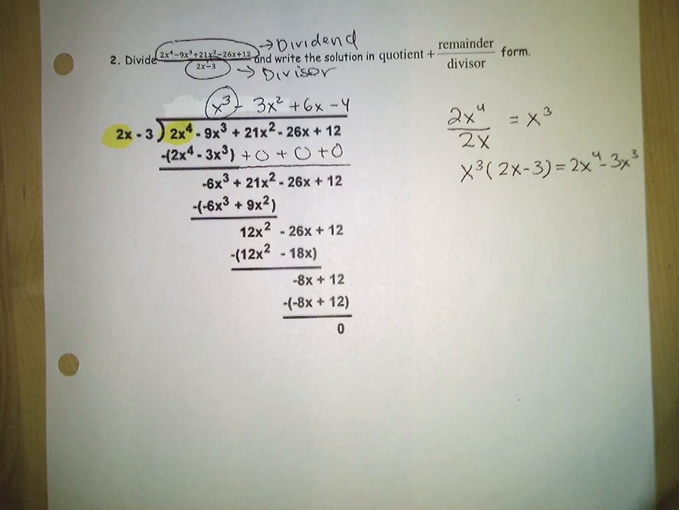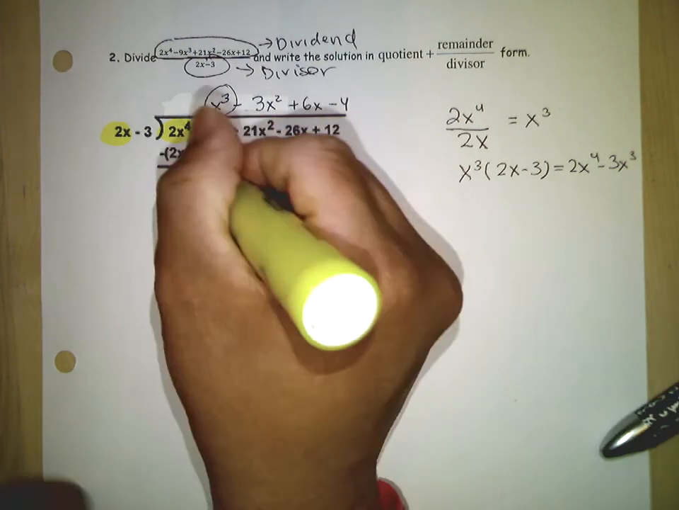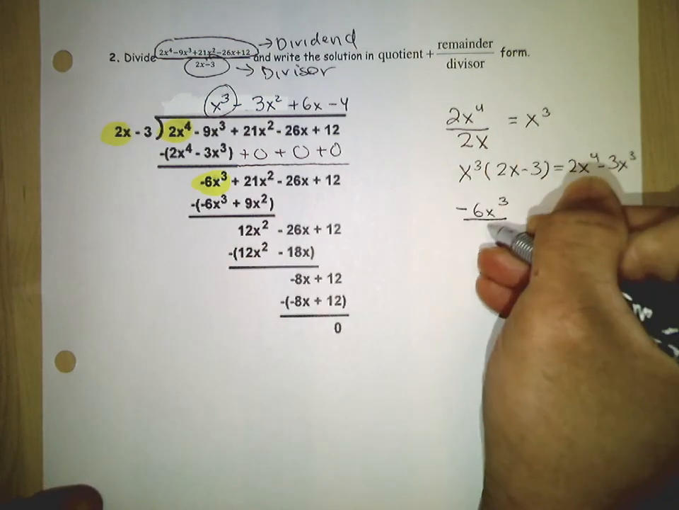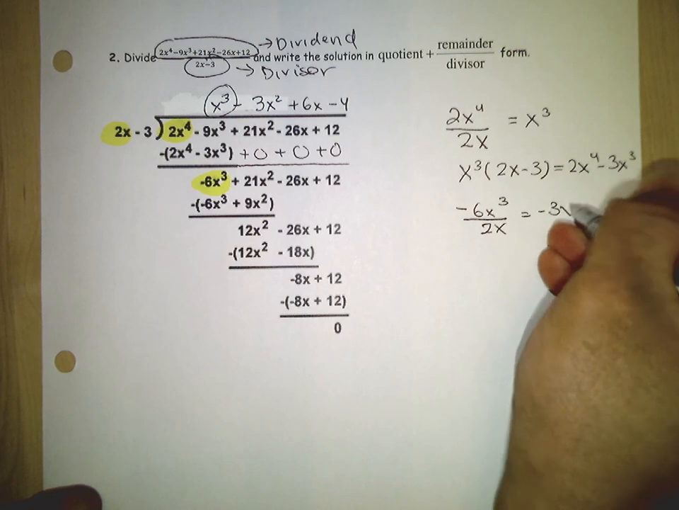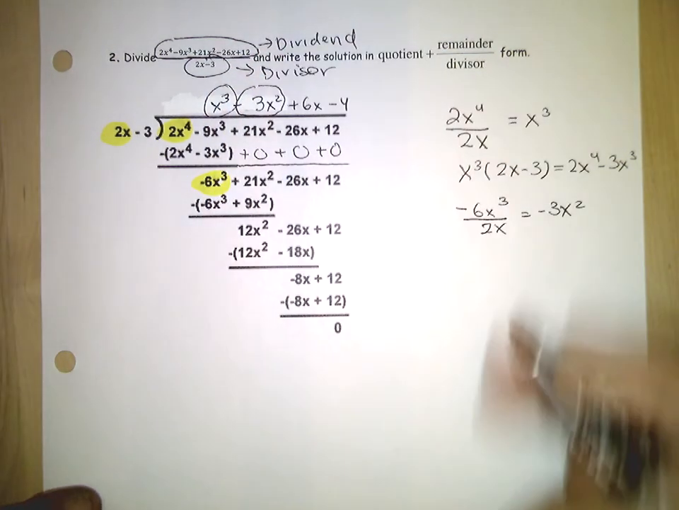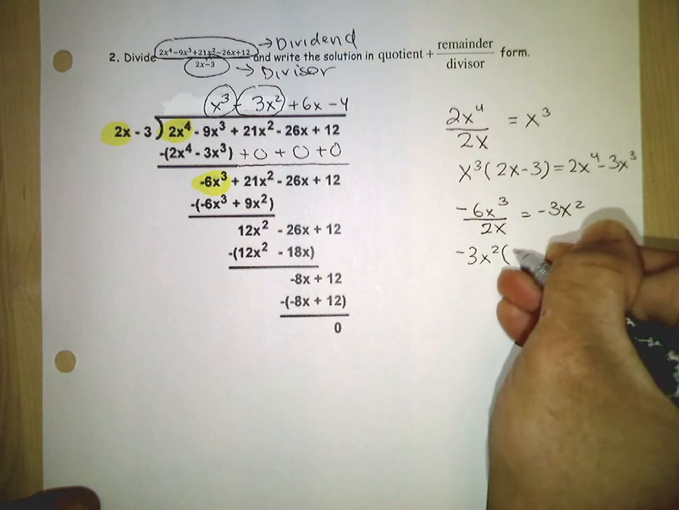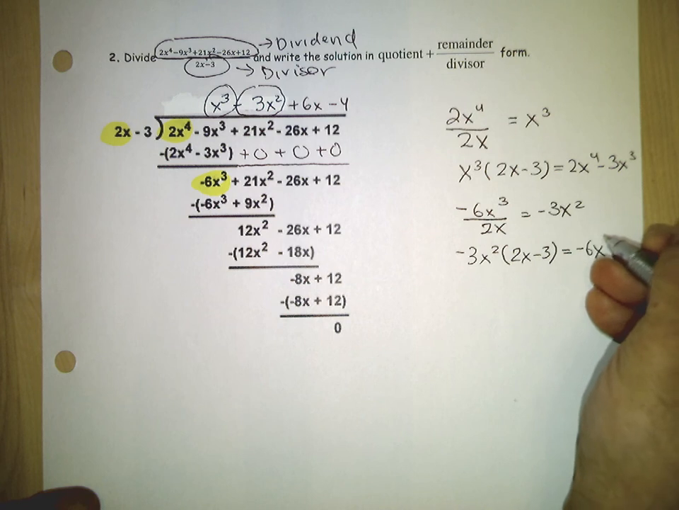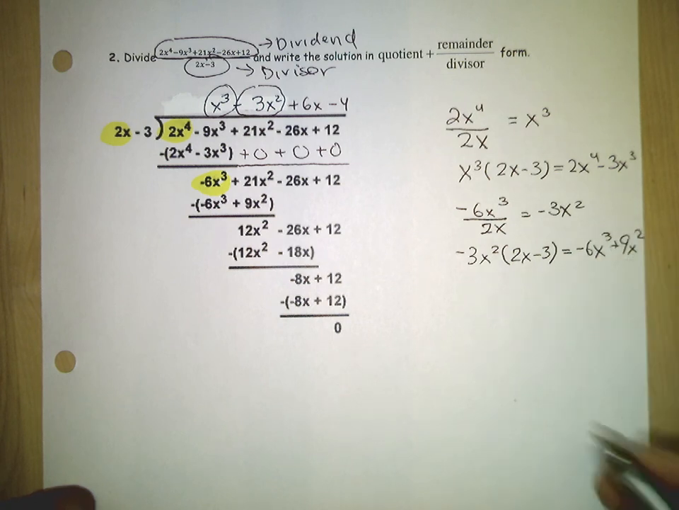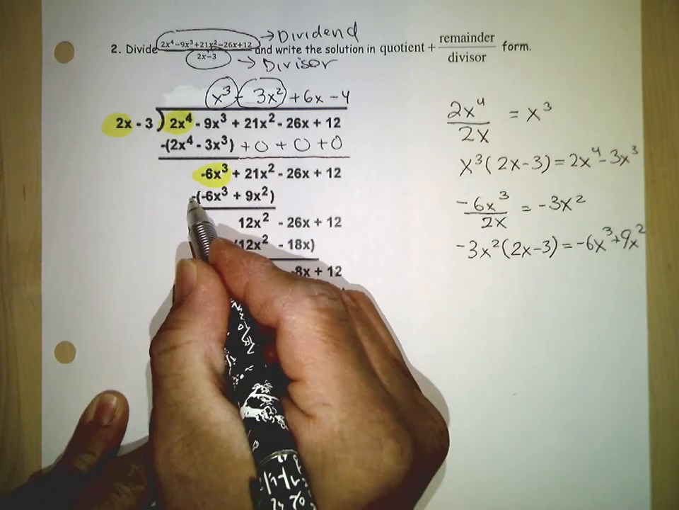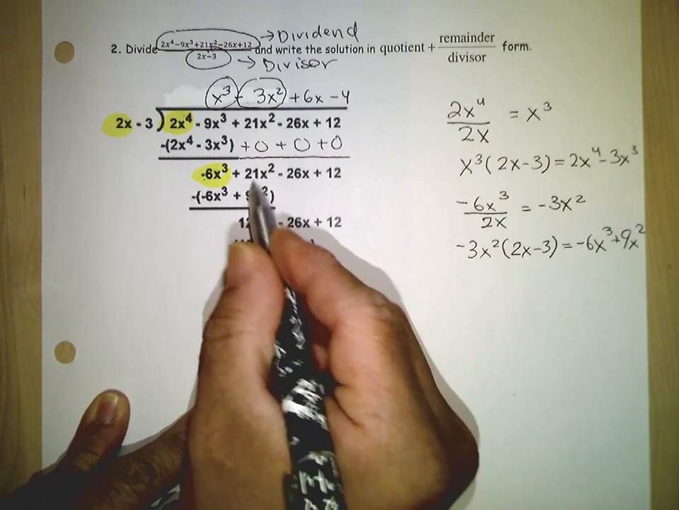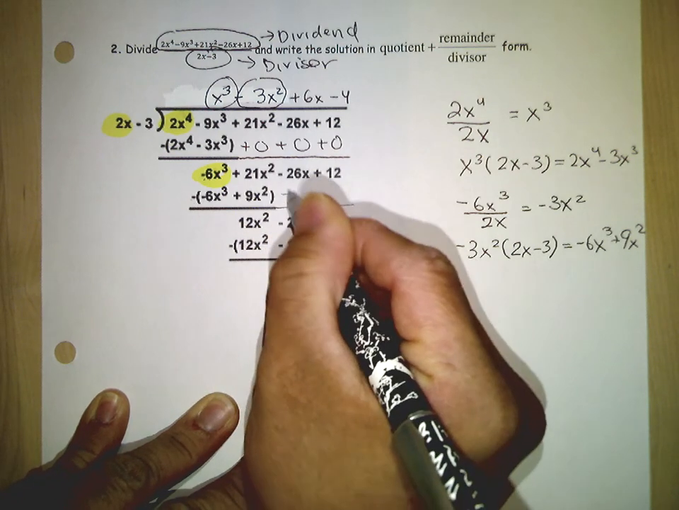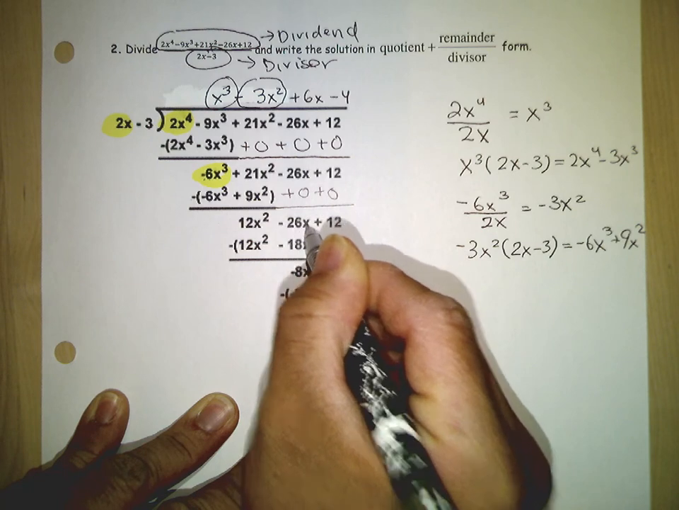Now, we start over again. And we look at the negative 6x to the third divided by the 2x. That gives us negative 3x squared, which is where this came from. Then negative 3x squared times the divisor of 2x minus 3 is negative 6x to the third plus 9x squared. And that's where this came from. And then we subtract: negative 6 minus negative 6 is 0. 21 minus 9 is 12. So we have 12x squared. And then, of course, we bring these down because this is plus 0. So minus 26x plus 12.